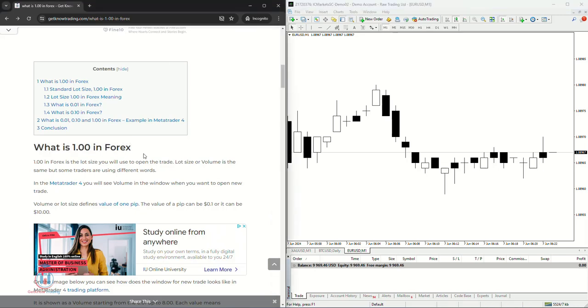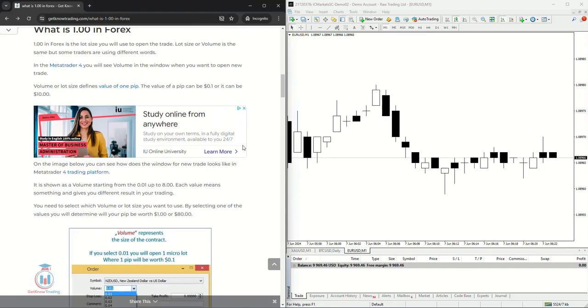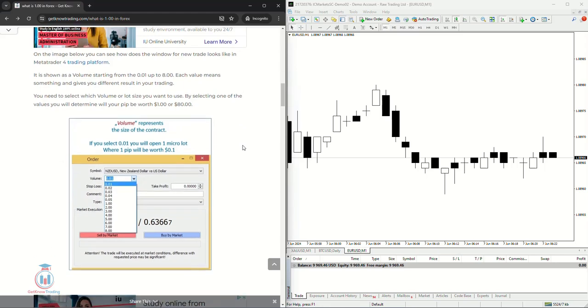On the left side I have an article where I explain what is 1.0 in Forex in written format, which you can find here on the Get Your Trading website. The link will be below in the description. Let's see on the left side what is visible here.